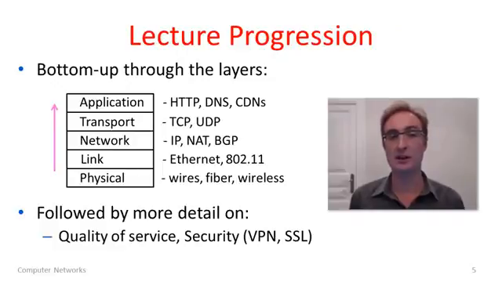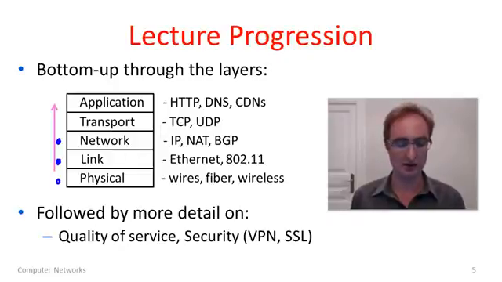Our progression of lectures is going to work through these layers really from the bottom up. So we'll start here at the physical layer, and you'll learn about wires and fiber and wireless. Then we'll move on to the link layer, where you'll learn about protocols such as Ethernet and 802.11, which are used to connect all manner of hosts. At the network layer, we'll learn about IP, which is really the main example, as well as technologies like NAT and routing in the internet with protocols such as BGP. Then we'll look at the transport layer, the TCP and UDP protocols mostly, and then all manner of protocols which make use of the network, applications such as HTTP, DNS, and CDNs.